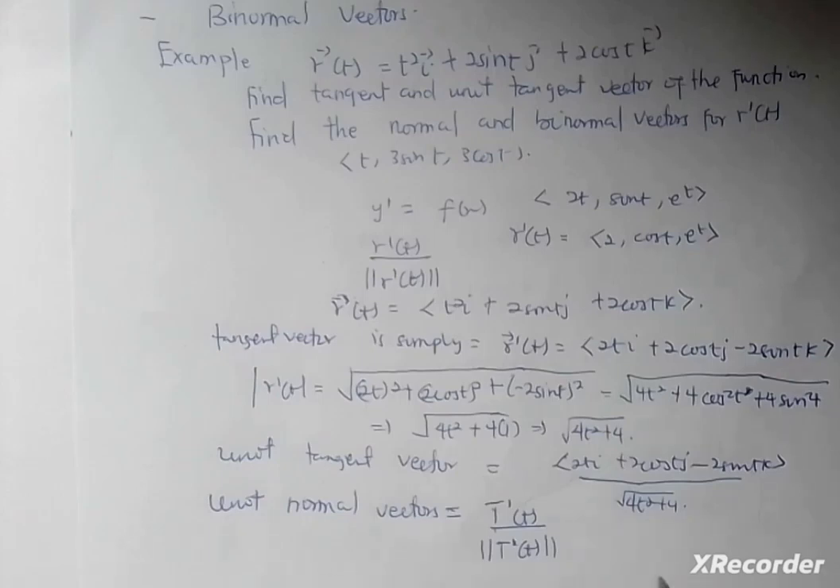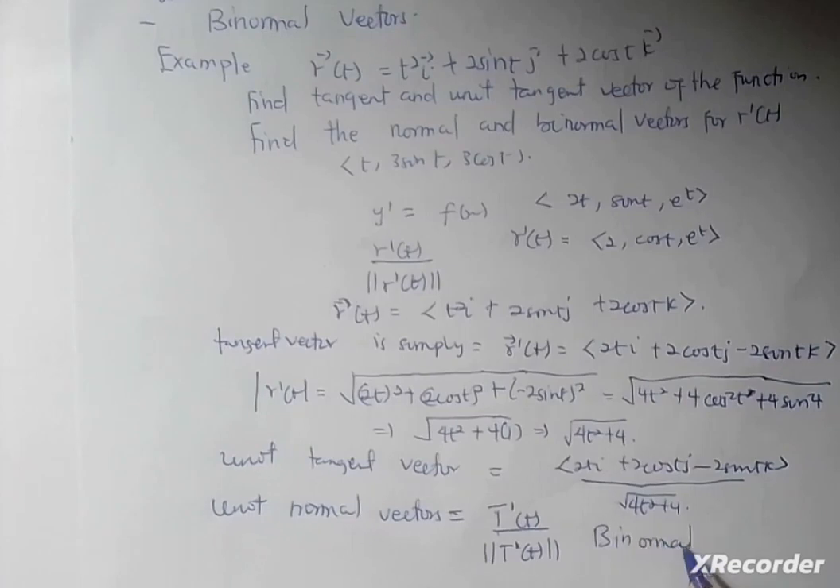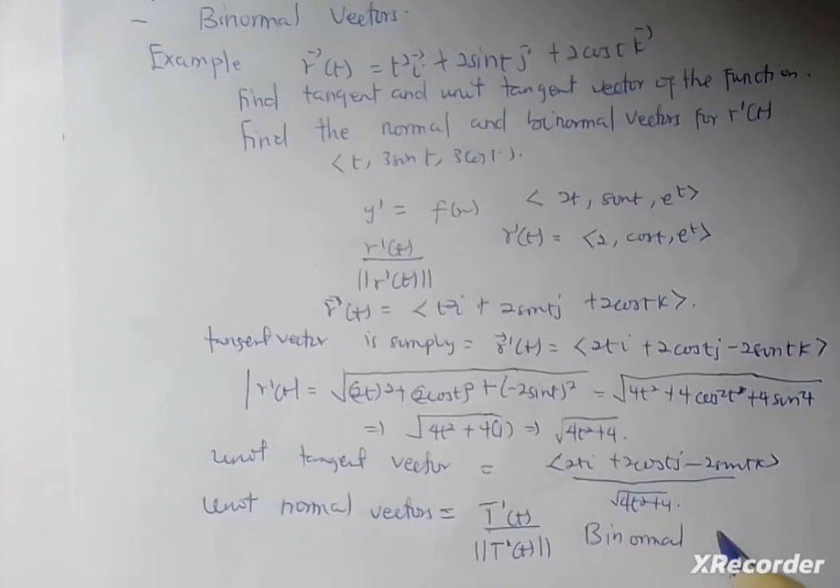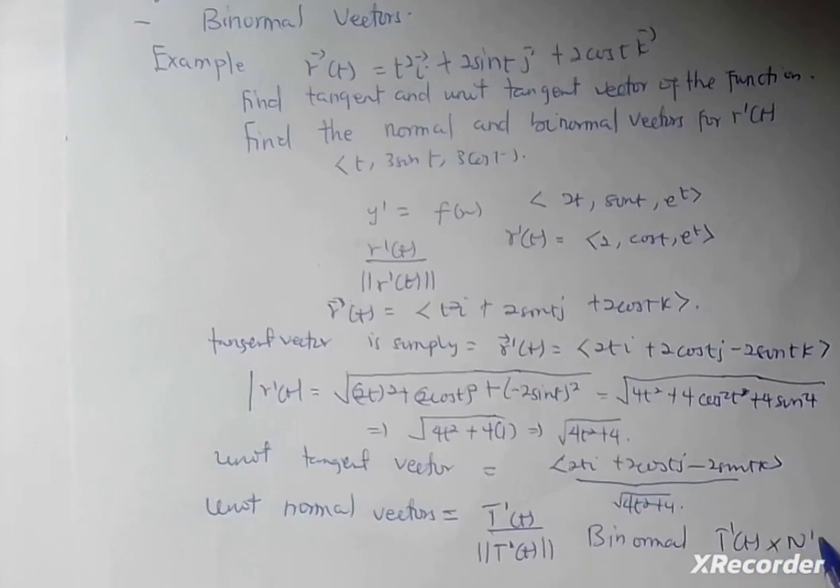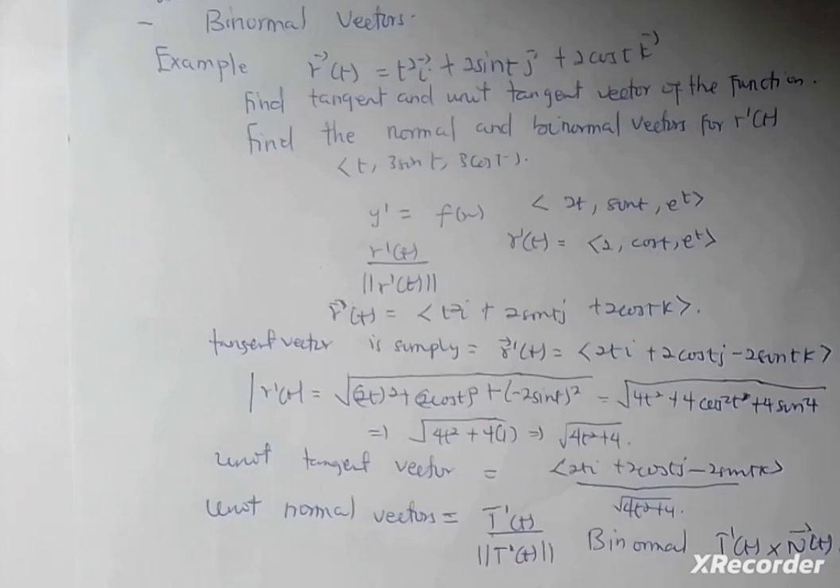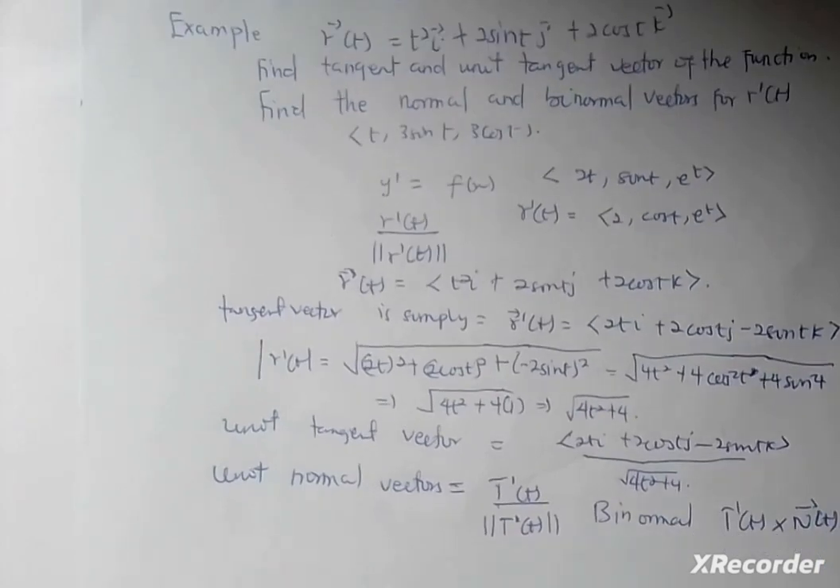Then for the binormal vectors, the binormal vector is simply the cross product of a tangent vector and a normal vector. So if I find the cross product of the tangent and the normal vector, then I get a binormal vector.